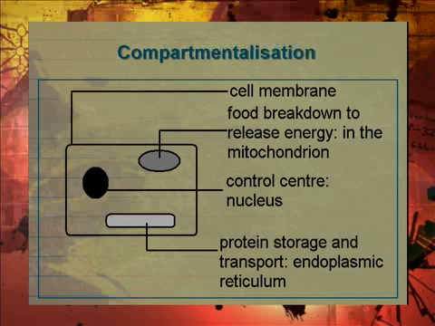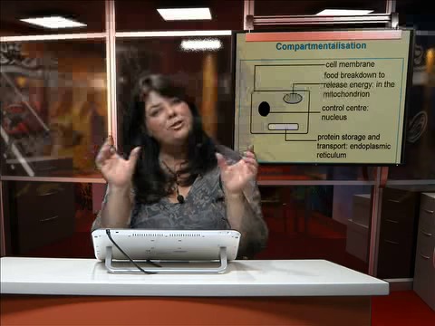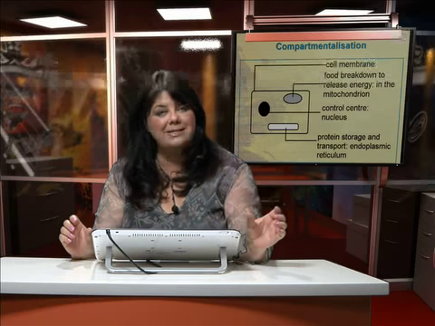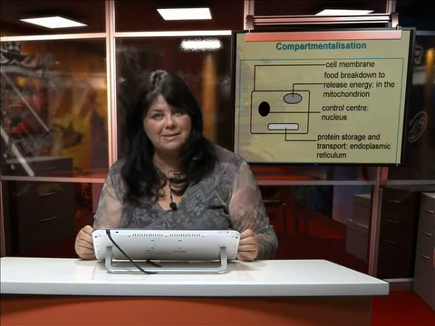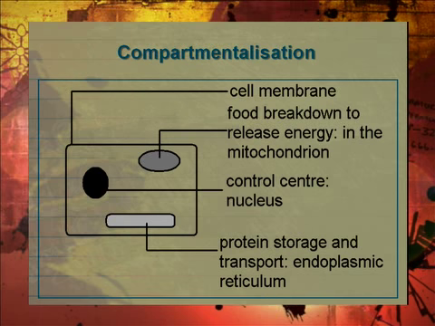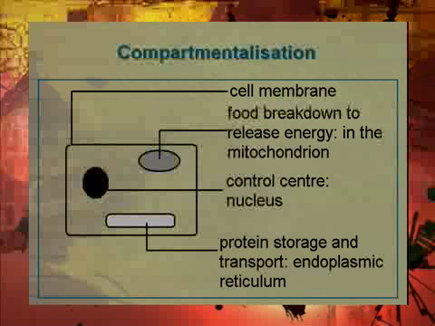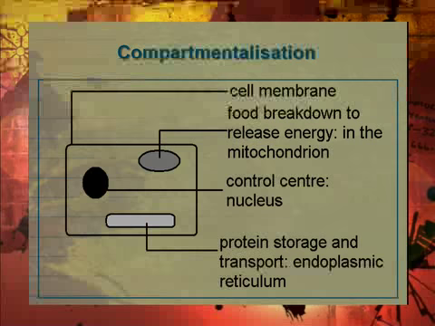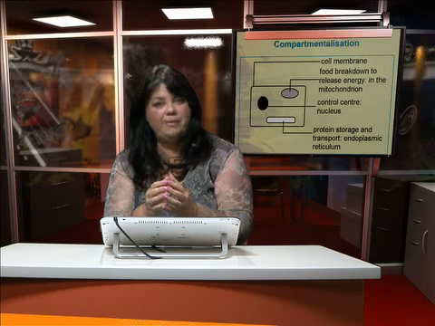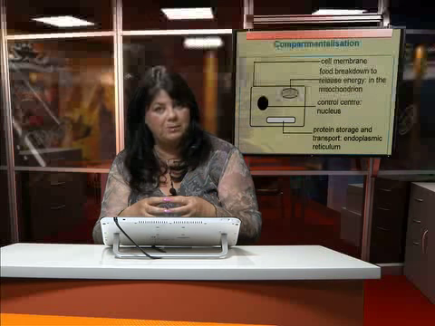We need to be familiar with a term called compartmentalization. Just like a train is divided into different compartments, so the cell has these different organelles inside it, which compartmentalizes or keeps certain functions of the cell separate from others. So, for example, in the mitochondrion, you're going to get food breakdown to release energy. In the endoplasmic reticulum, you're going to get protein storage. And these two functions need to be kept separate. And so the cell places a membrane around them and puts them in their own little compartment.